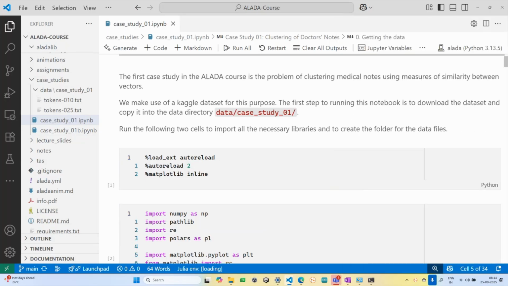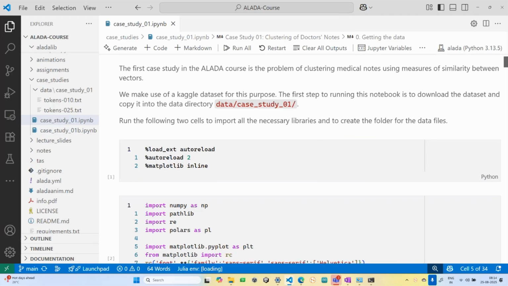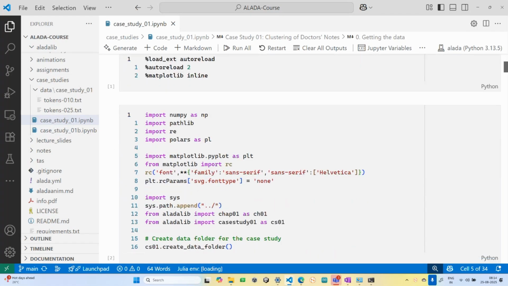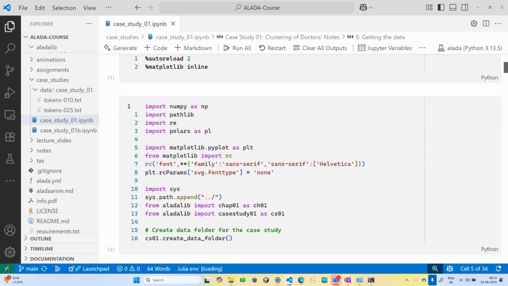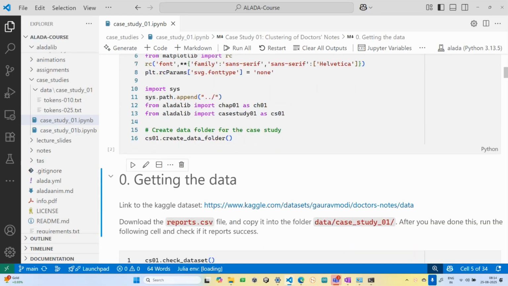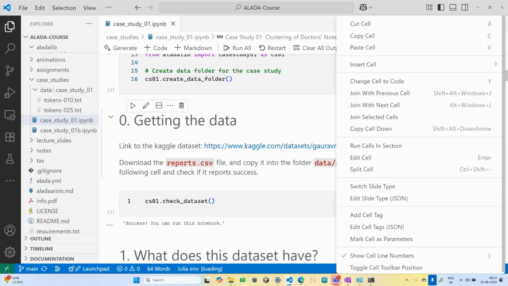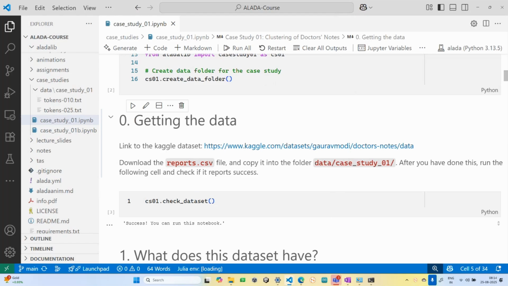The description of the problem is already there in the notes. The initial set of instructions will tell you how to set things up. I won't go through the code. You can go through the code yourself, and if something's not clear, just come and talk to us. You will need to download the clinical notes. That's a data set from Kaggle called reports.csv. You'll have to download it and copy and paste it into the data case study 01 folder. Then you should be able to run this notebook.